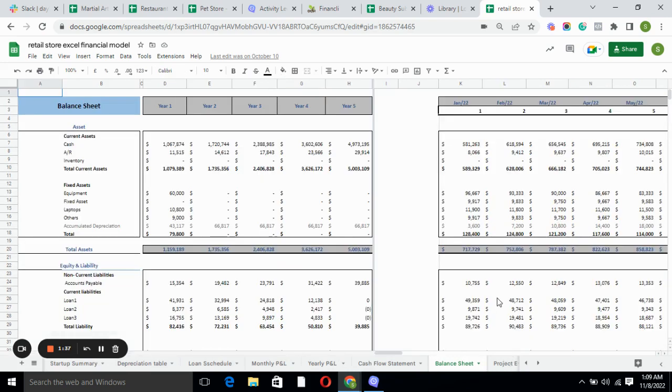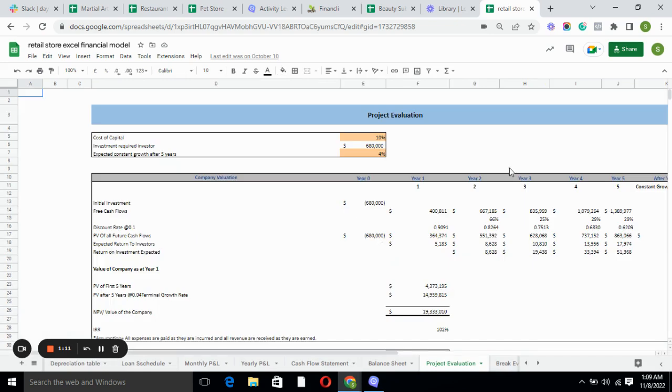Balance sheet basically includes the total assets and total liability. In total assets, we have current assets and non-current assets. And in total liability, we have current liability, non-current liability. And moreover, it tells you how stable your business is, current stability of your company.